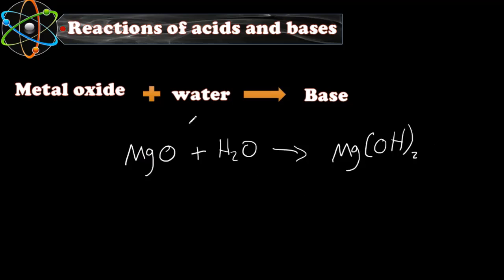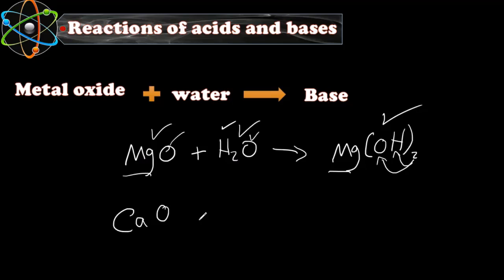Now if we look at the equation here, we have two hydrogen, and here because of this we have two hydrogen, and we have one oxygen, and now we have one oxygen, and this is one magnesium, and this is one magnesium. So metal oxide plus water gives us a base. Another example, metal oxide, let's say calcium oxide plus water, H2O. This will give us what? A base, which is calcium hydroxide. This is a chemical reaction between a metal oxide and water.